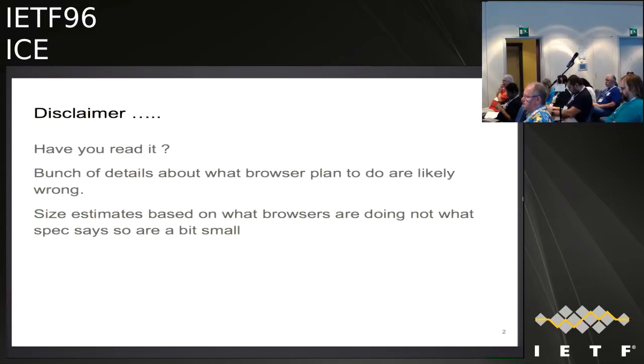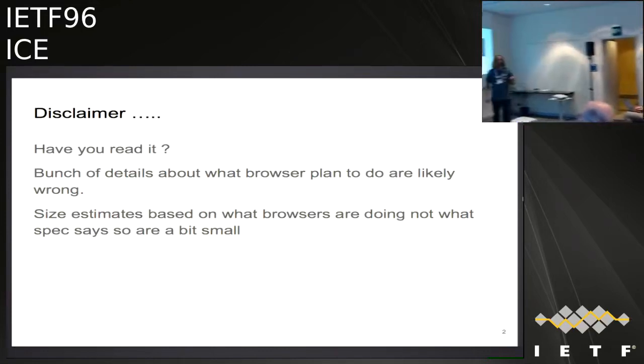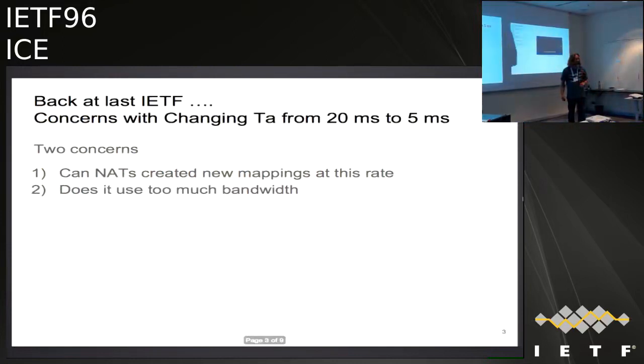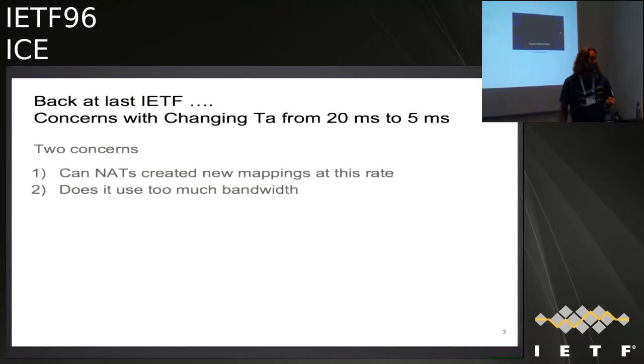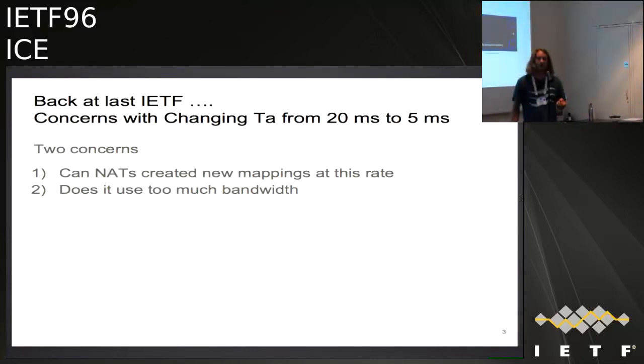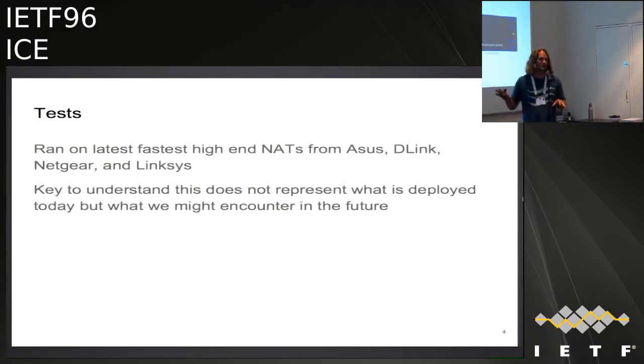We had 2 concerns back then. One was about how, as we accelerated the rate at which we were doing these checks, what impact would that have on NATs, and could NATs keep up with it? And the other one was about the bandwidth usage, as that went up as well. So I ran tests on the highest end, newest, fastest NATs I could get from these 4 vendors. These 4 vendors represent a fairly substantial amount of the market share of the home residential NATs.